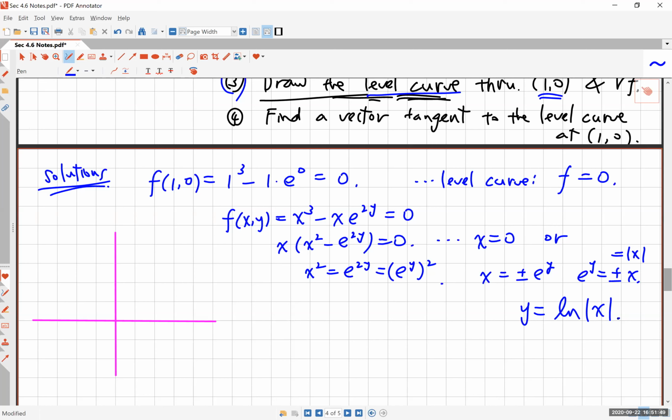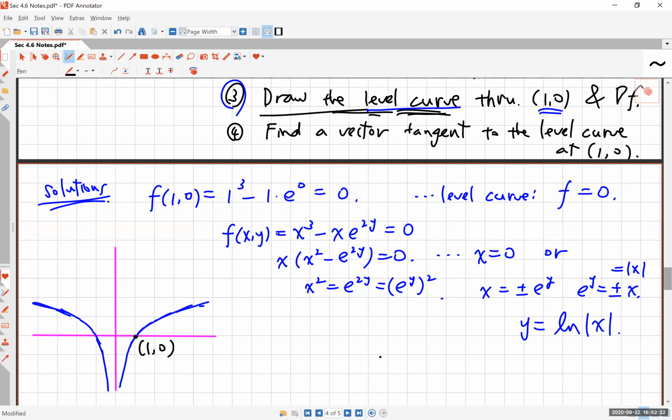Sorry about that. The natural log of x kind of goes like this. And because it's the absolute value, because you take the square of both sides, it is symmetric on both sides. I know it's a hard question here, and maybe you need to go back and study your pre-calculus again. But this is the picture. And the point (1, 0) is right here. Technically, the level curve going through (1, 0) is only the right-hand side, this component. That's the level curve going through (1, 0).